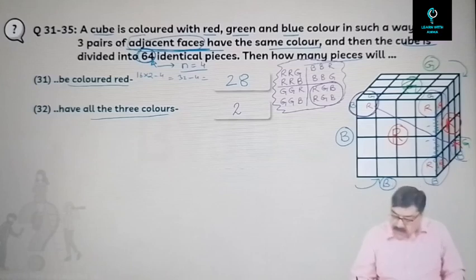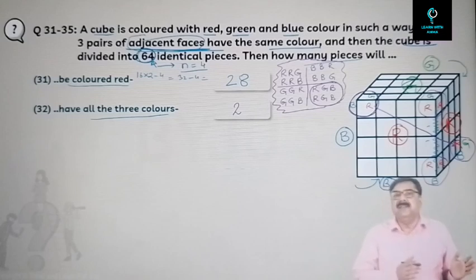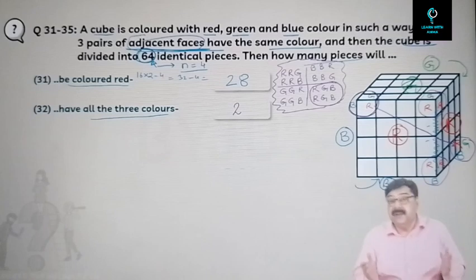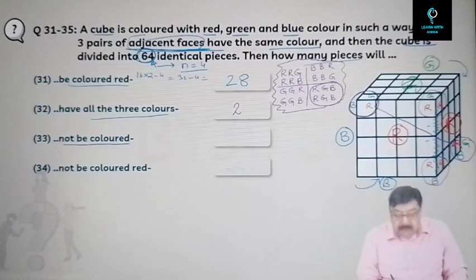So 2 corner cubes here, as you can see. Whereas in the previous case, we had all the 8 corner cubes consisting of 3 different colors. But because here in this case there are 2 adjacent faces consisting of the same color, that is why some of the corner cubes have 2 colors only, that is 1 color on 2 faces and the third face consisting of a different color. How many pieces will not be colored?